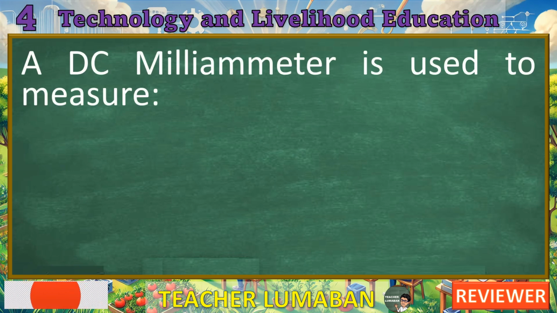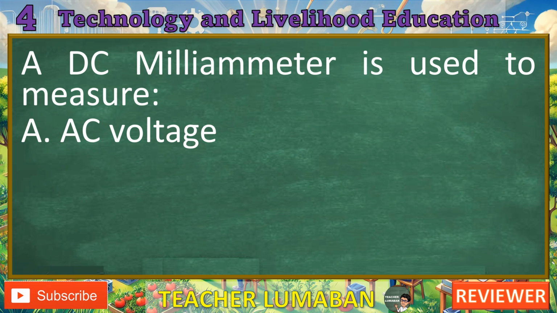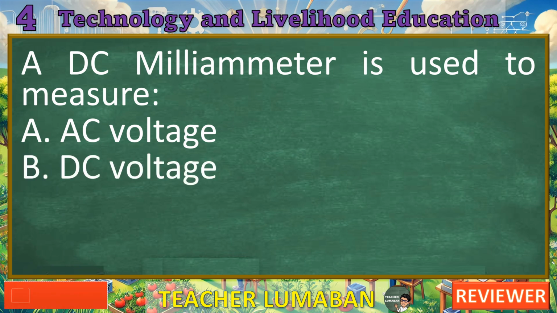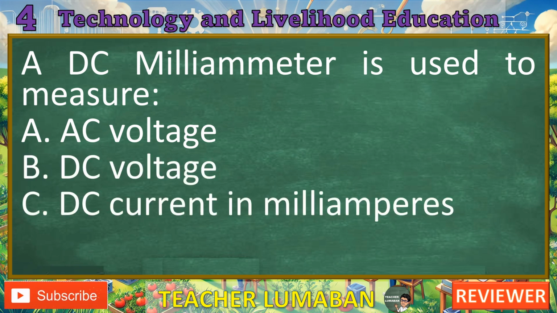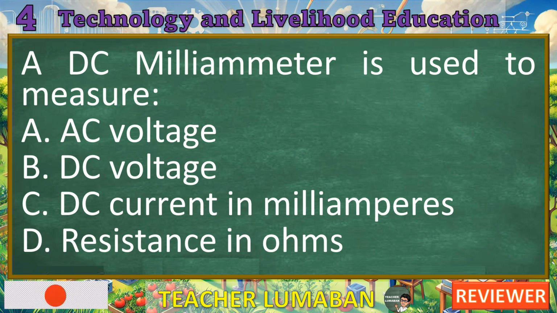A. DC milliammeter is used to measure: A. AC voltage. B. DC voltage. C. DC current in milliamperes. D. Resistance in ohms. In the next 5 seconds, select the best response from the available options.